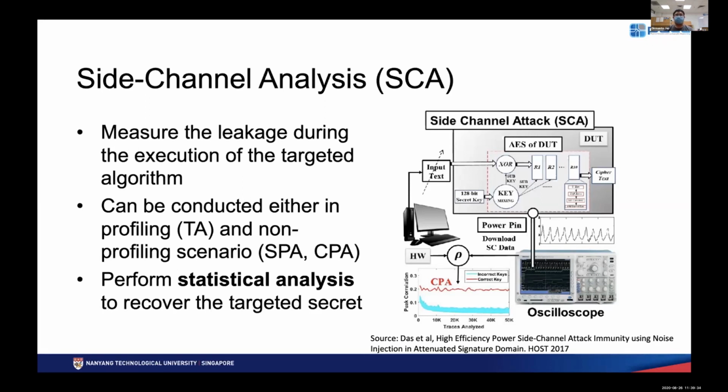I think it was also mentioned in the previous talk that it can be conducted in either a profiling or non-profiling scenario. For the non-profiling scenario, it can be classified into simple power analysis, which is basically a visual inspection, where you can see a pattern clearly from the traces with the naked eye, and correlation power analysis, or CPA. Basically, the attacker can perform statistical analysis such as correlation, mutual information, or maximum likelihood to recover the secret target.